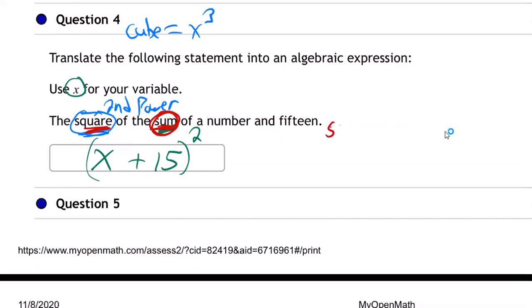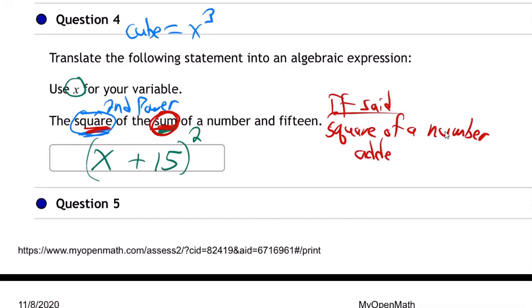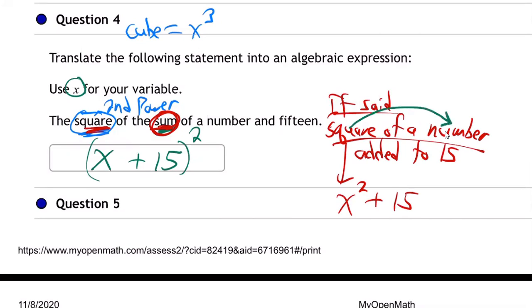If it said, let me just change it up to make it really clear, if it said the square of a number added to 15, then that would be the square of the number. That would just be the square on the x, and then add 15 afterwards. So you've got to pay attention to what is being squared. If it says squaring the number, then that is just a number. But ours said squaring the sum, right?